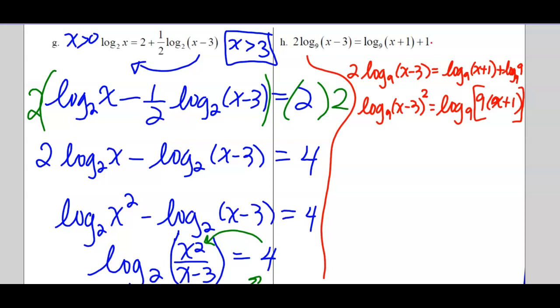So I express this as a logarithm. Then adding logs with the same base, I multiply the arguments. Here I use the power law. So therefore, x minus 3 squared is equal to 9 times x plus 1. Expand it out, collect like terms, solve for x.